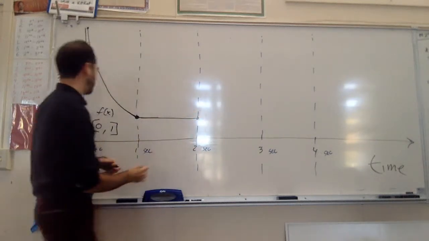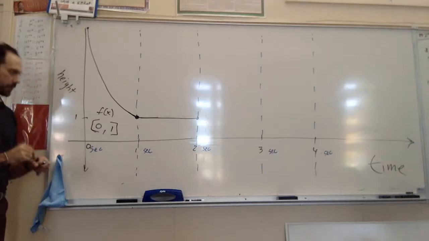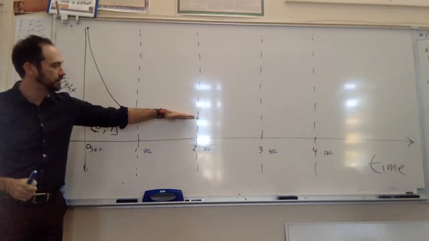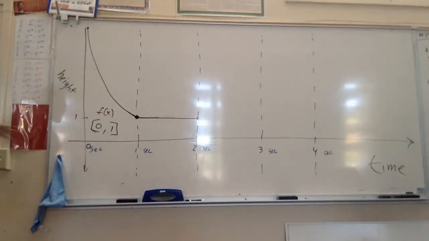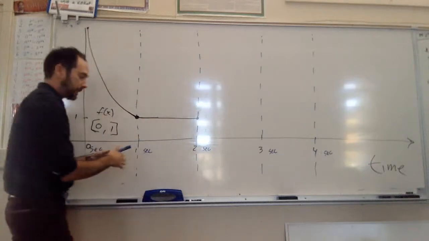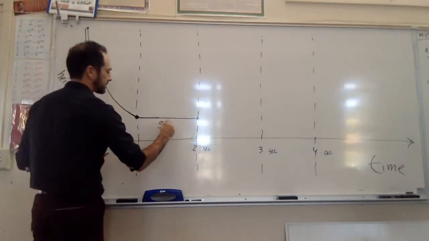Okay. And what is that function? How would you call it? What would you call it? I'd say that's y is equal to 1. Because this line goes in both directions forever, but I've restrained it between 1 second and 2 seconds, right? So we'll just call this g of x.